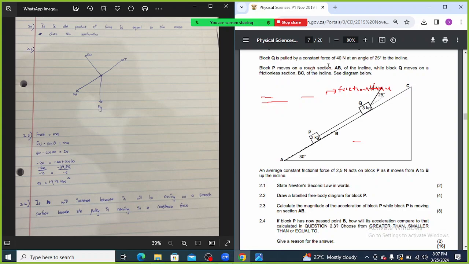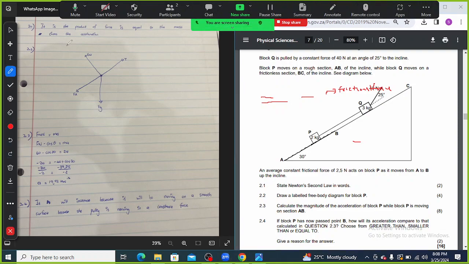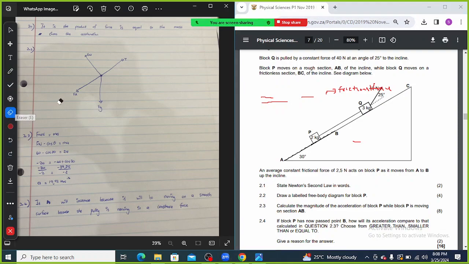The reason why they start by asking you the law is because they are trying to tell you that the law that is going to apply in this question is this law, basically. So you need to know how to state the law. Make sure that after this, or when you have time, you study all the laws. You don't go to write an exam without knowing all three of Newton's laws.